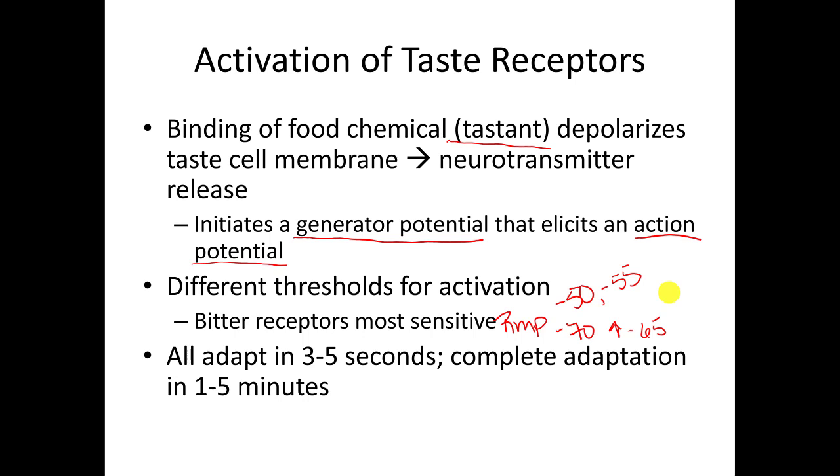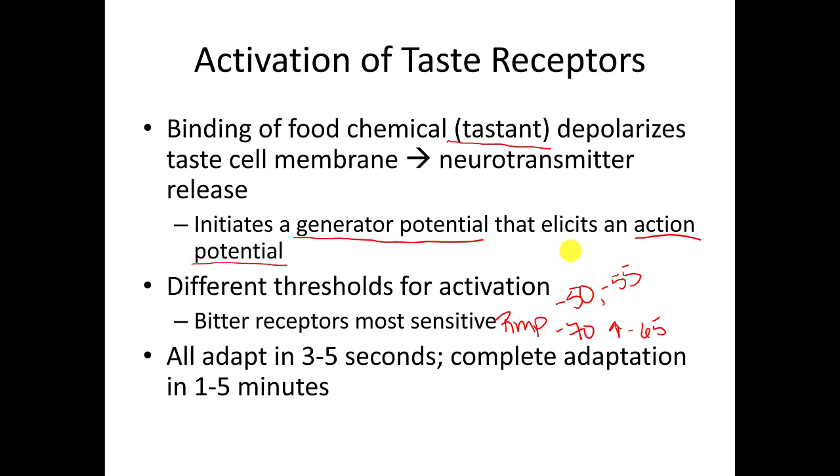So that would mean that a receptor is more sensitive. The lower the threshold is for activation, the more sensitive the receptor is. And the higher the threshold is, like as we get up to -50 or up to -40, that means that it's harder to activate that particular receptor.